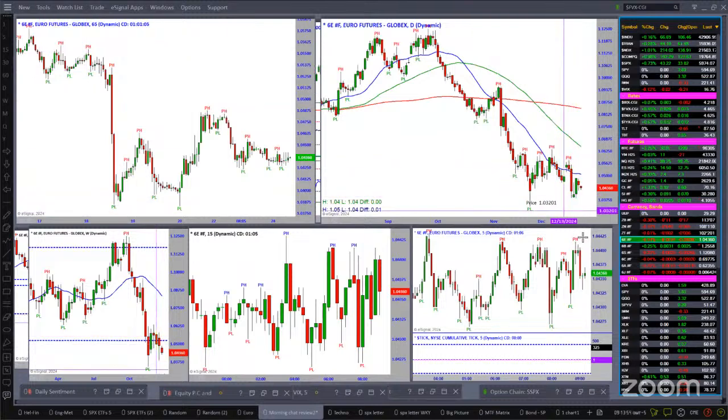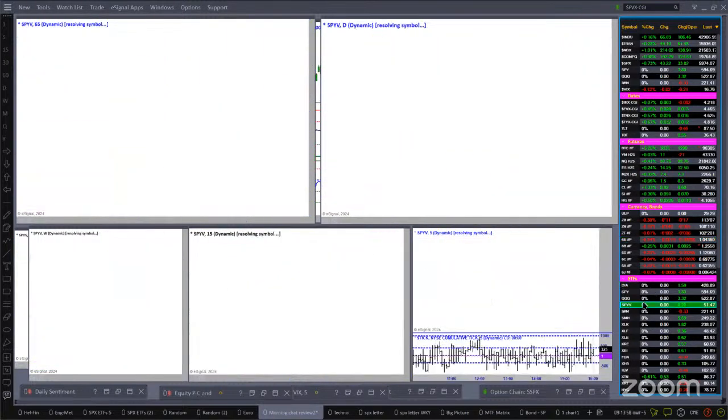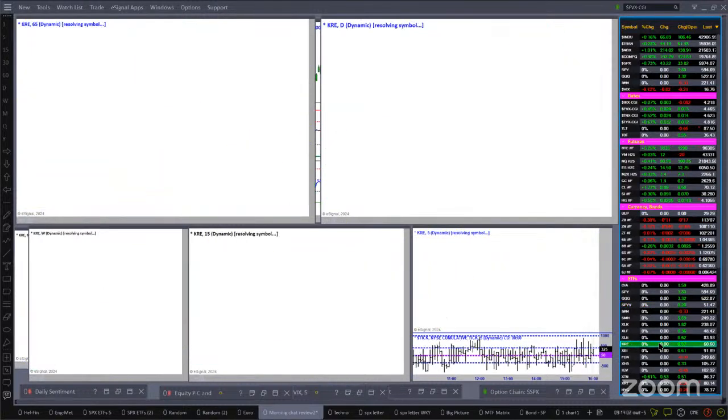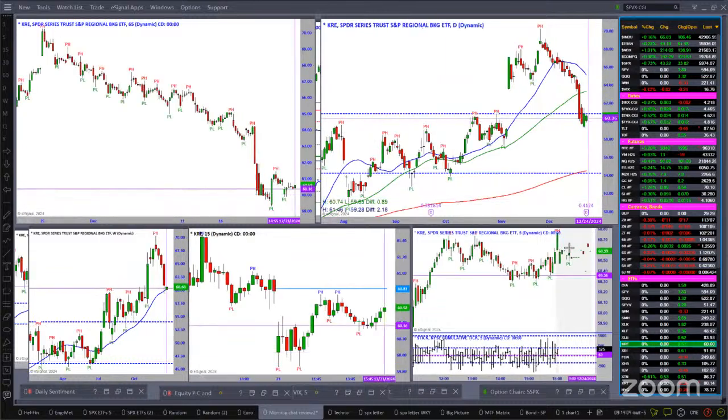Yeah, so currencies doing nothing here. Let's see if we get any action today. Let's take a look here. Regional banks doing nothing.